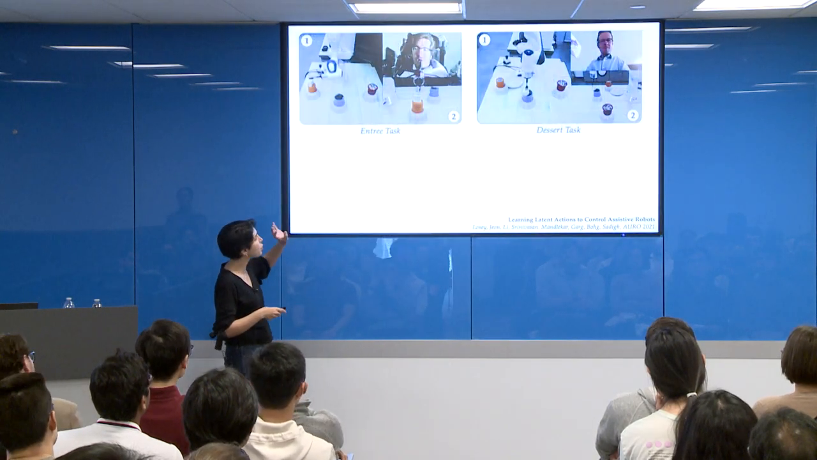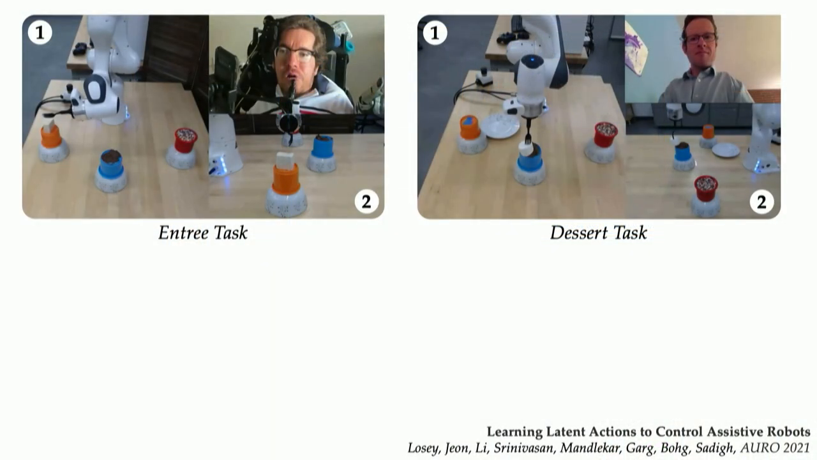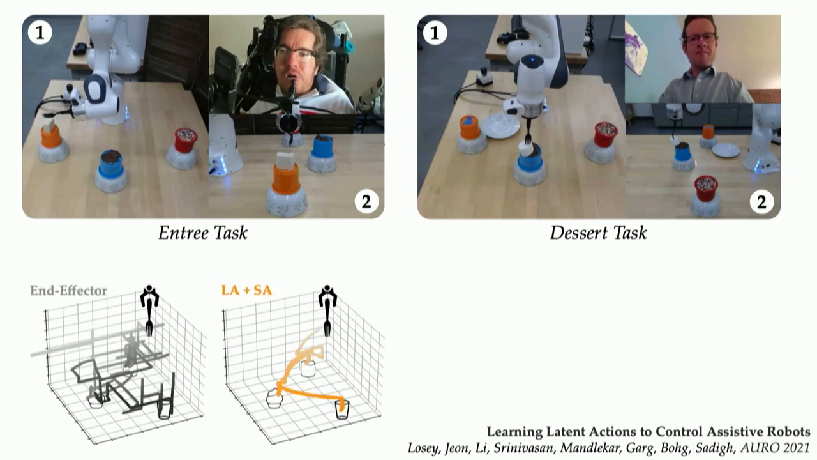We also specifically worked with 2 users with disabilities. These are users who actually use these types of robot arms in their everyday home activities. They basically have power wheelchairs with a robot arm on the power wheelchair, and they are very familiar with using end effector control. So with these two users with disability, we asked them to control the robot for two different tasks, an entree task and a dessert task. And again, you can see the rollout of trajectories and how they look.